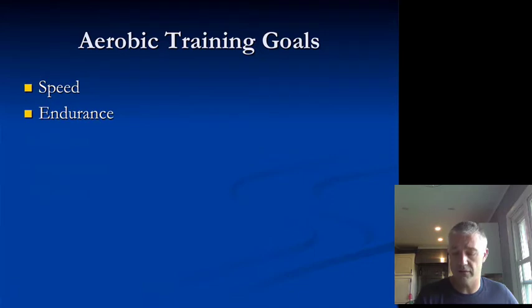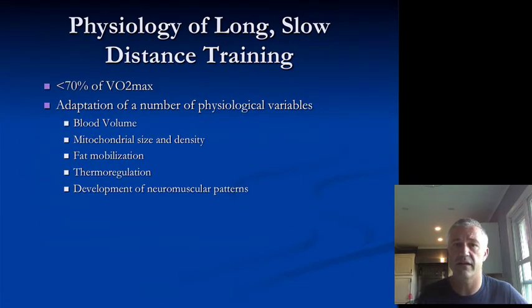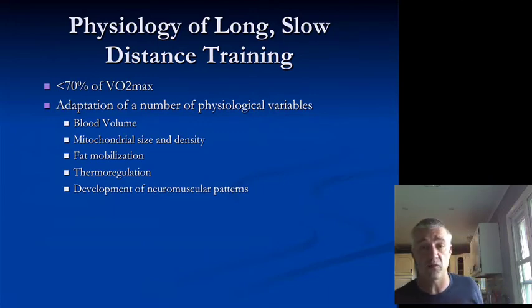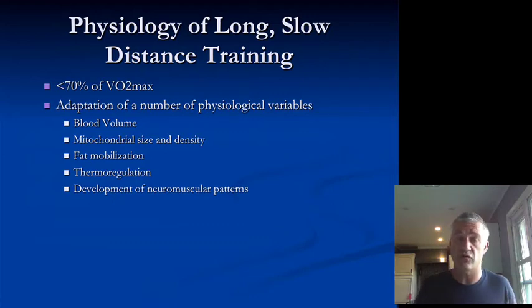The next one here, whoops, I was going the wrong way. The next one here is, again, in the physiology of this slow distance training, less than 70% of VO2 max. The number of adaptations we're getting here, like I said, more mitochondria, better blood supply to those tissues. These are going to help increase blood volume, increase your mitochondrial numbers and size. It's going to increase your ability to use fats and mobilize those fats, as well as get you better at handling increased heat loads on the body. And we'll talk about more of that as we get into the next set of topic area here.